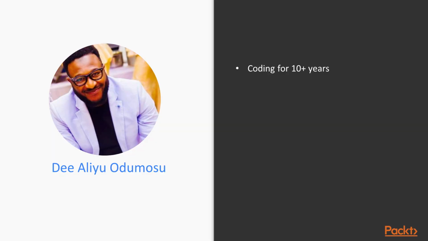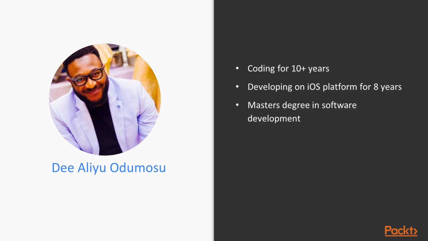My name is Diodus and I have been programming since 2007. I have worked with different programming languages including Java and C#. For the last 8 years, I have focused my career entirely on developing on the iOS platform. I have a master's degree in software engineering.